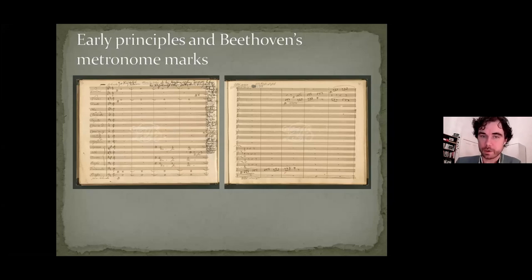Beethoven really got to work with giving metronome marks to the pieces that had been the most important to him during his career. The 8 symphonies that he had finished up until that point, the 11 string quartets, and the septet. Here they are.